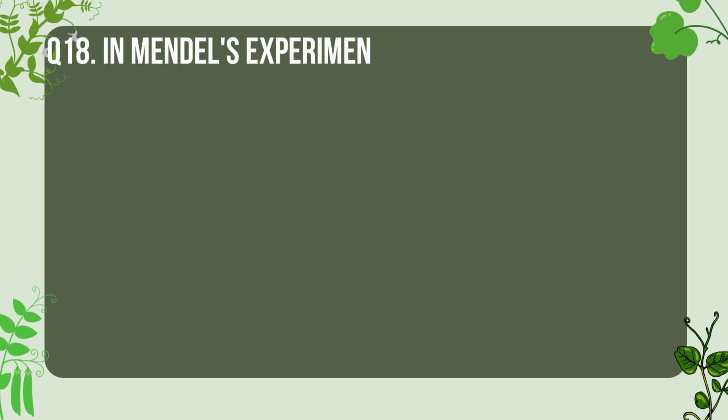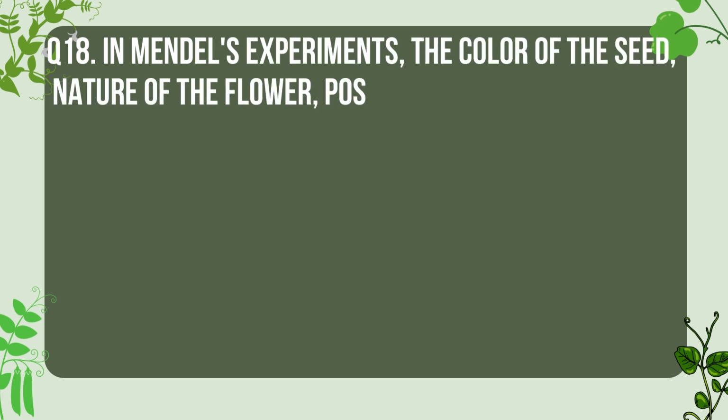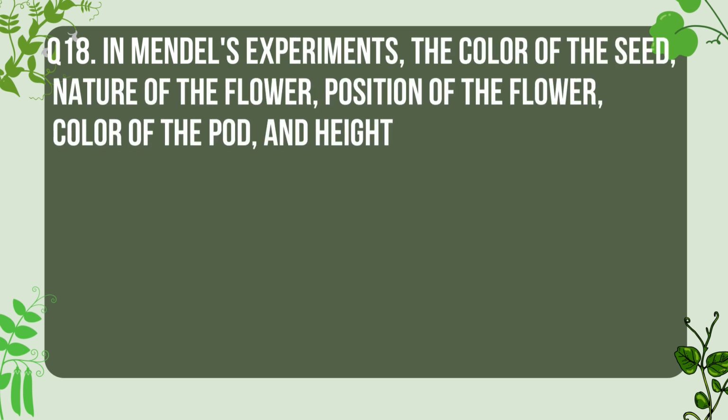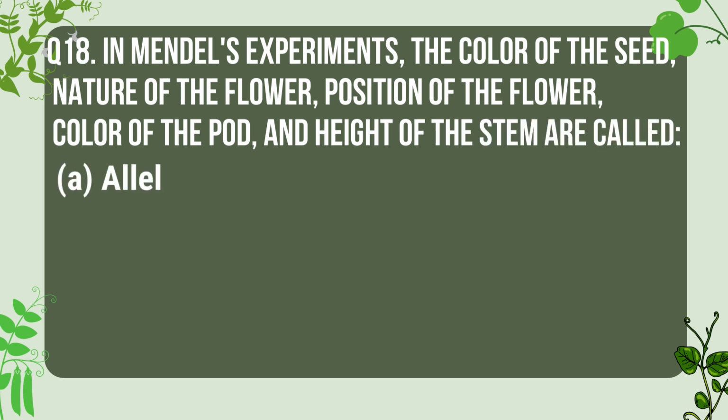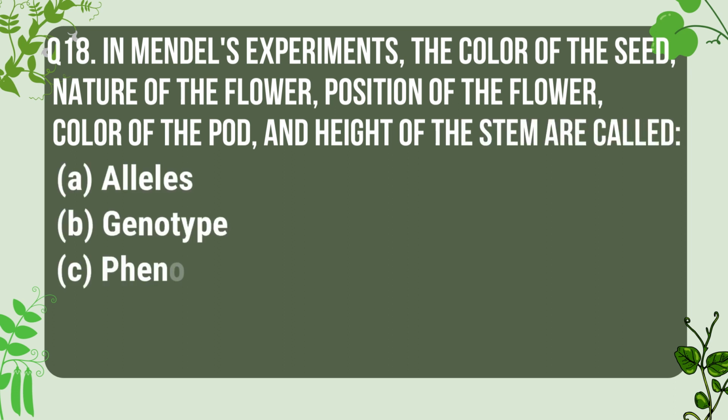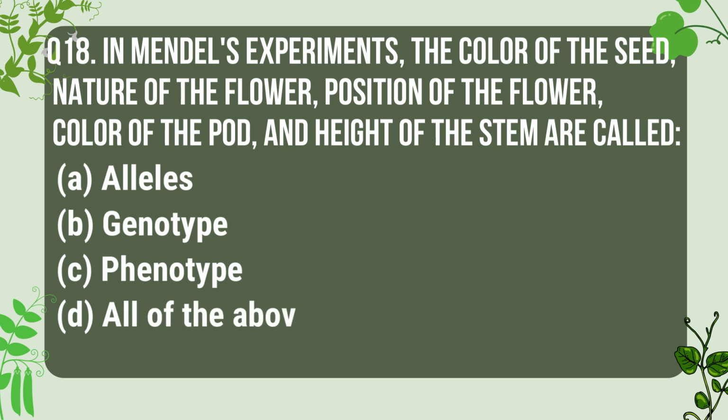In Mendel's experiments, the color of the seed, nature of the flower, position of the flower, color of the pod, and height of the stem are called A. Alleles. B. Genotype. C. Phenotype. D. All of the above.